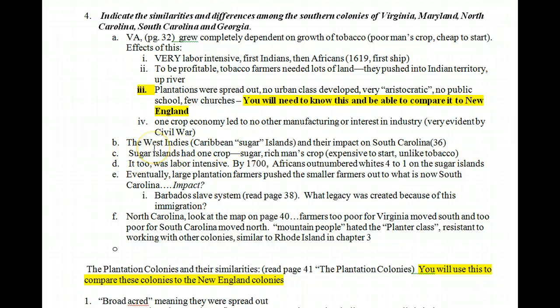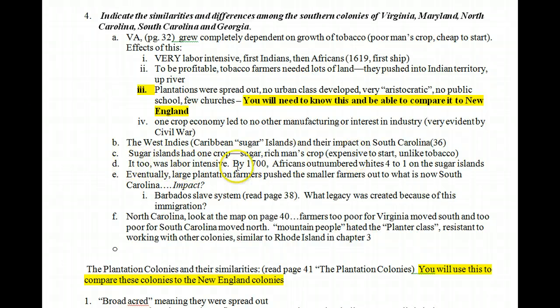All right, the West Indies, if you look on page 36, and I believe I may have shown these. This is like Cuba, Dominican Republic, Haiti, all of those islands in the Caribbean. They're the Sugar Islands, and their impact on South Carolina, I always think is very interesting. The Sugar Islands had one crop, sugar, thus the name. And this was a rich man's crop. It was expensive to start, unlike tobacco, expensive to maintain.